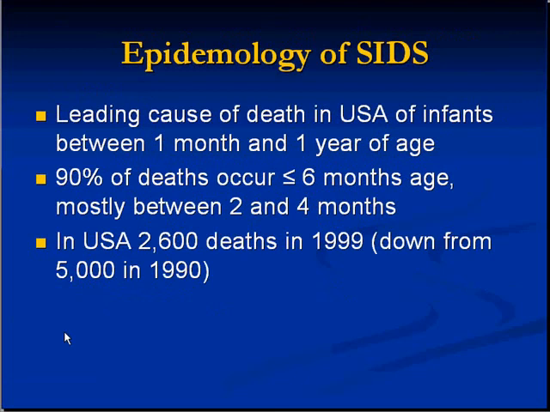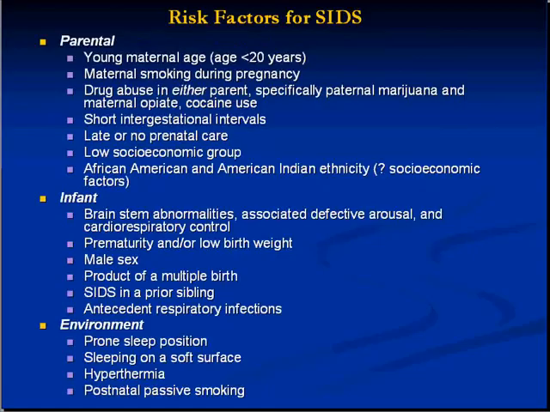90% of those, however, are less than 6 months. So it's really a disease between 1 month and 6 months of life. Not too many occur in the second half of the first year. And we have about, what, 3,000 deaths now. It's been significantly down. It's been about half of what it was, let's say, 10 or 15 years ago. Why? Perhaps because some of these awareness things we'll be talking about.